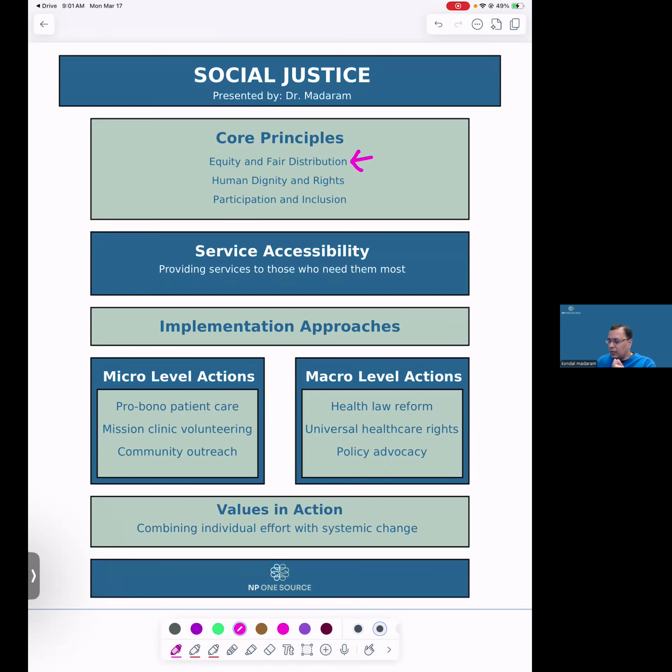care. Now, when you think about participation and inclusion, you want to encourage marginalized communities also to have a voice in healthcare policies. For example, you want to involve the Native American population or other minority communities in the hospital boards to better understand their healthcare needs.